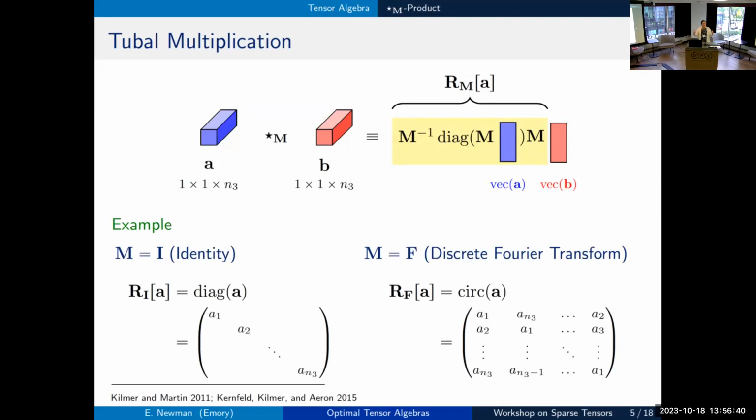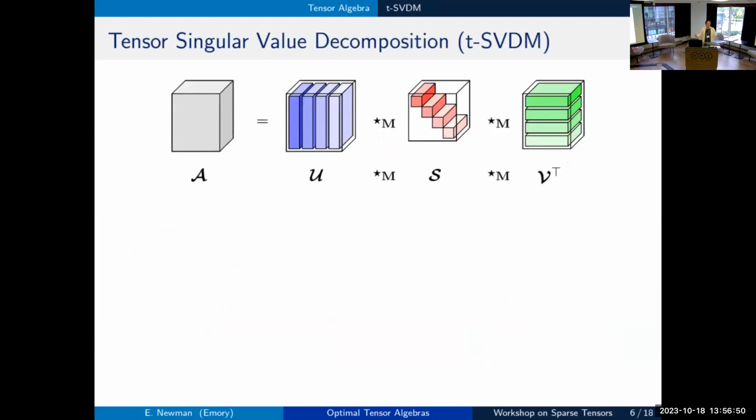Now let's get into getting optimal representations. And the workhorse of this is always some sort of SVD. So we're going to define this TSVDM that breaks down a tensor into a U, S, and V tensor that have a look and feel a lot like a matrix SVD.